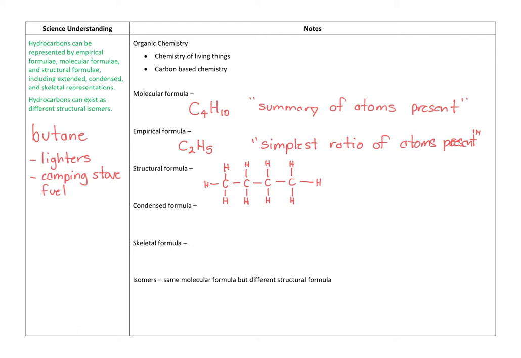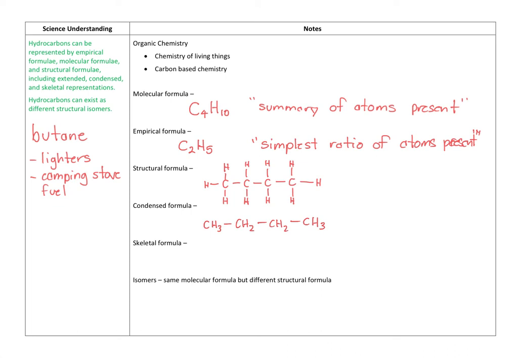Now, often that gets a bit tiresome, so we do what's called a condensed structural formula, and that looks like this. We've got a CH3, CH2, CH2, CH3. So that would be our condensed structural formula for butane.